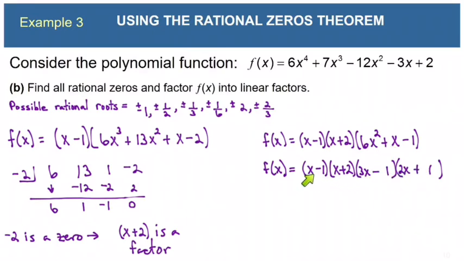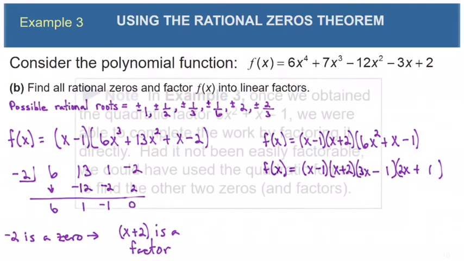And look, if we took the time to get the other two zeros, the zero from this factor would be 1/3, which was in our list, and this one would be negative 1/2, which was also in our list. So it just so happened that this quadratic had rational zeros, but they don't all. So if we did have a quadratic that we couldn't factor, we'd have to use the quadratic formula to find the last couple of zeros.